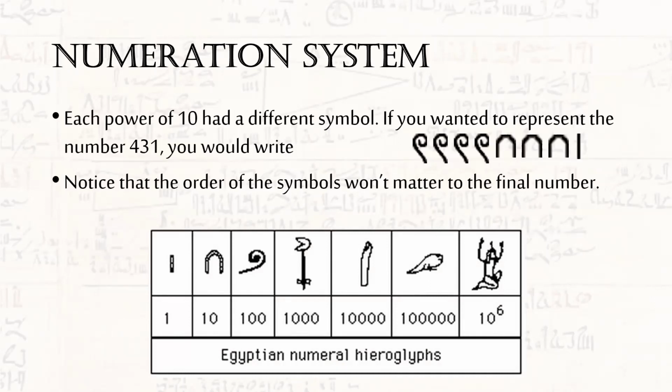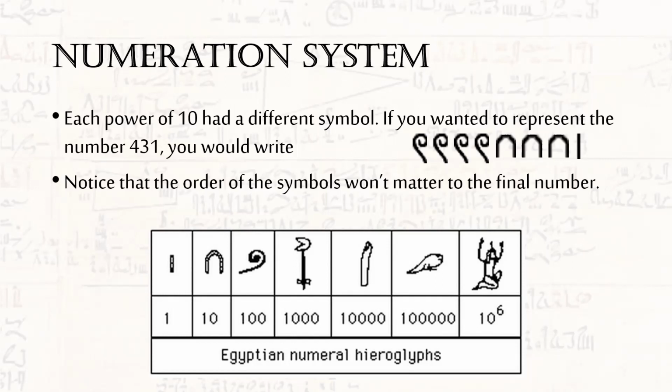And the system is additive. So if you have like 4 of the 100 symbols, and then 3 of the 10 symbols, and then 1 of the 1 symbols, it'd basically be 400 plus 30 plus 1. If you want an example of a system that isn't additive, think of Roman numerals. Do you remember Roman numerals, how they say IV, and that means 4? That's a subtractive type numeral system, where you subtract them in certain contexts.